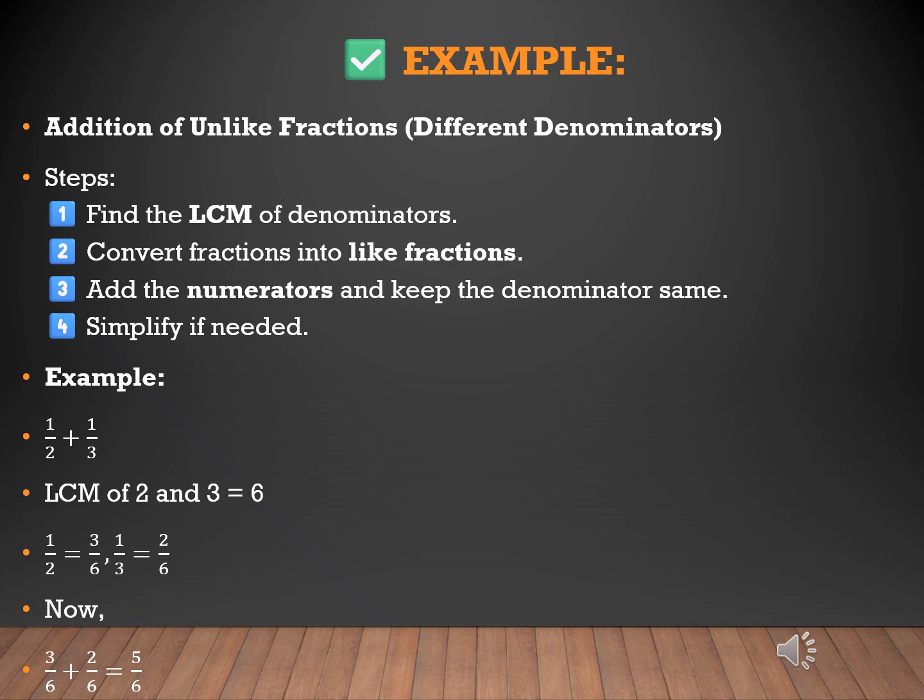Here the denominators are different. So we'll take out the LCM of 2 and 3, that is 6. Now we'll convert 1 by 2 and 1 by 3 into like fractions. So 1 by 2 is 3 by 6 and 1 by 3 is 2 by 6. Now here the denominators are equal. When the denominators become same, now we'll add the numerators. That is 3 plus 2, 5. So the answer is 5 upon 6.